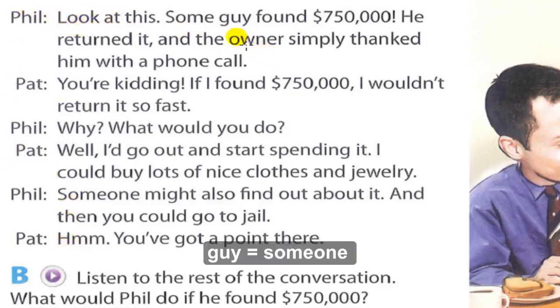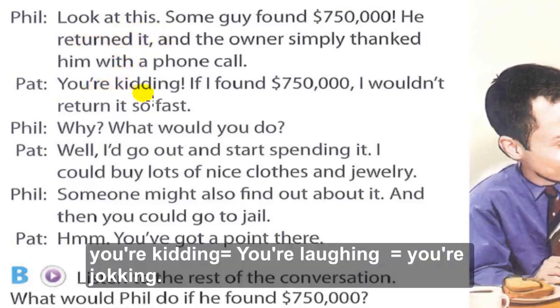Look at this. Some guy found $750,000. Some guy means somebody, a person, someone. He returned it, and the owner simply thanked him with a phone call. He returned the money, and the owner just thanked him with a phone call. You're kidding. You're kidding means you're joking. If I found $750,000, I wouldn't return it so fast. Why? What would you do?